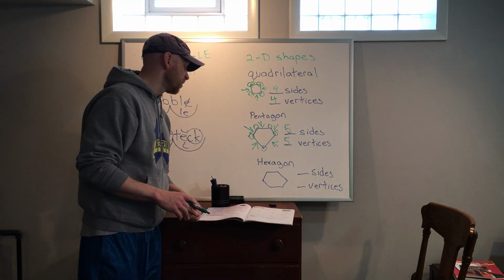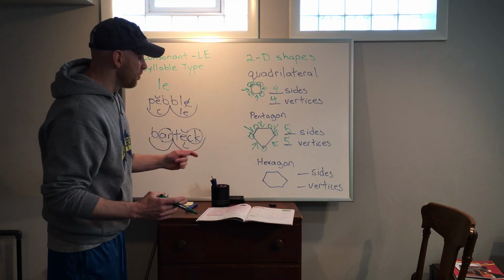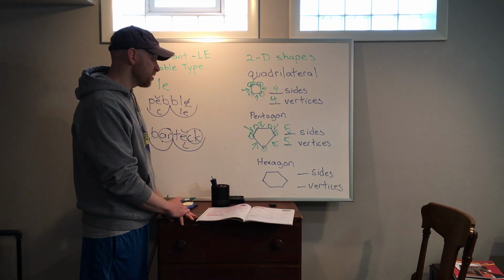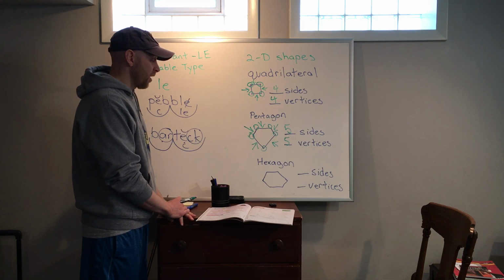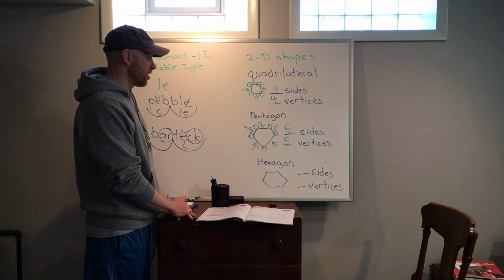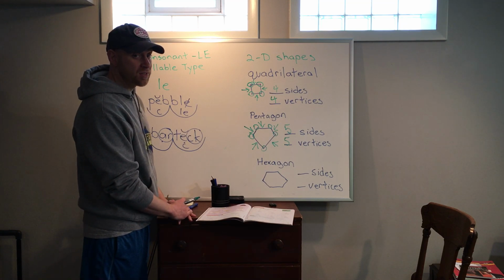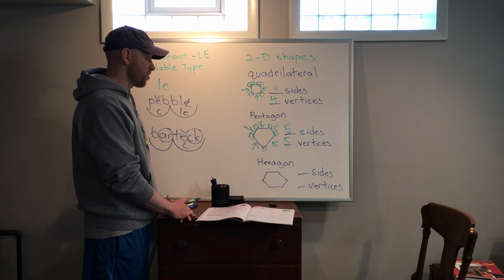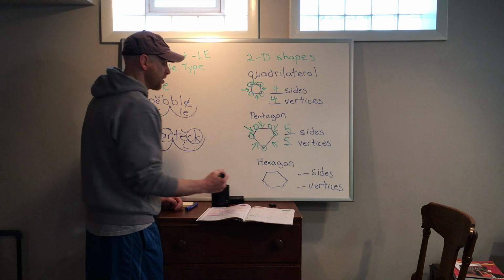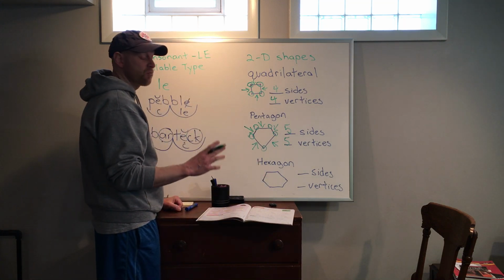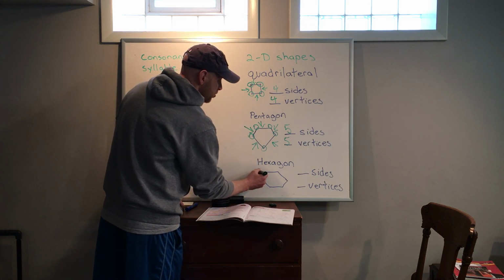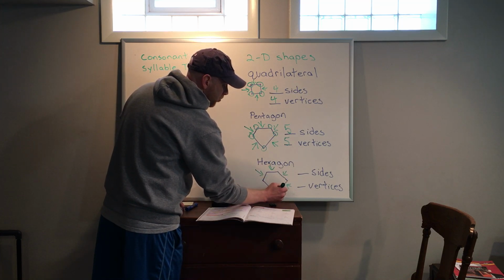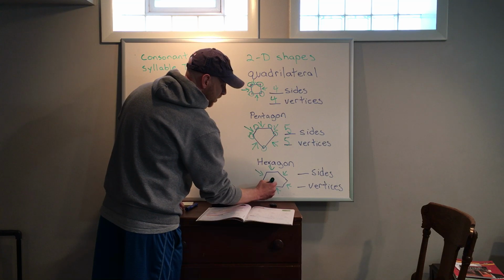This is a hexagon. Hexagon you might see on some signs. If you're walking around your neighborhood today, see if you can identify a sign that is a hexagon. I won't tell you what it is, but it's pretty easy to find. Let's count how many sides we have and see if it matches up with the number of vertices it has. So 1, 2, 3, 4, 5, 6.